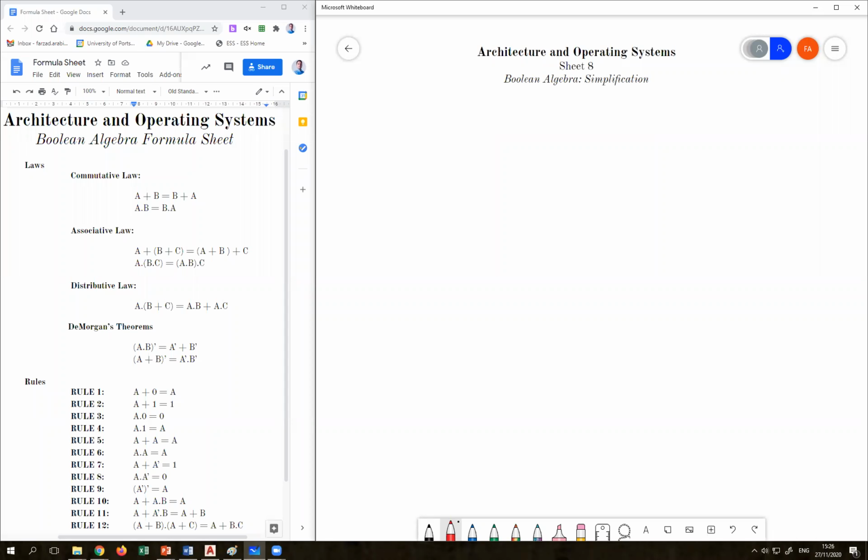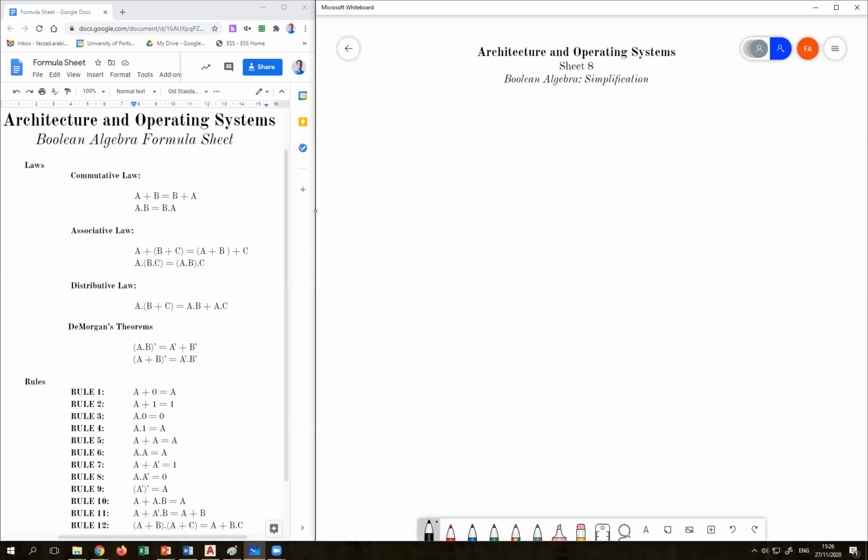In the last two videos and worksheets, I tried to explain the rules and laws for Boolean algebra to be able to simplify the circuits. In this short video, I'm going to solve two problems and tell you the steps for how we can use all of these rules and laws to simplify the circuits. All of the formulas are on this sheet that is available on the Moodle. You can use them, and I'm going to show you how we can use them.